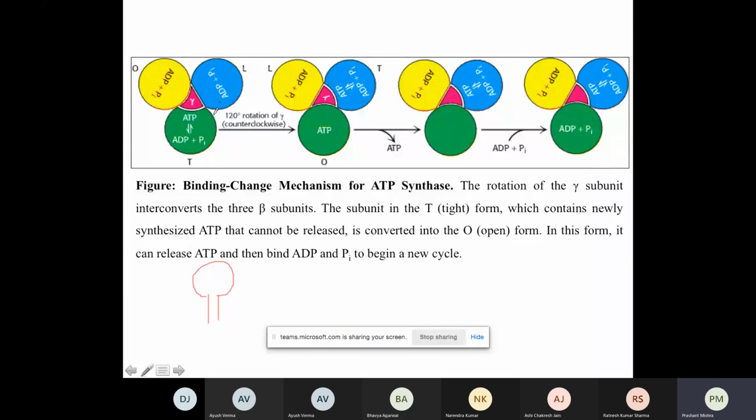Then it will change the structure, and when the structure changes, you see a 120-degree rotation of gamma. So this is the gamma subunit, which is responsible for changing the orientation. When it changes orientation, what will happen? It changes from the tight form to the loose form, and when it is in the loose form, it will be released.